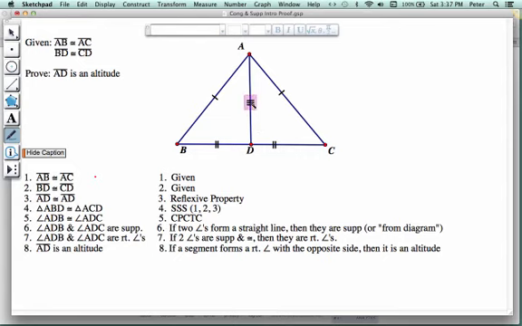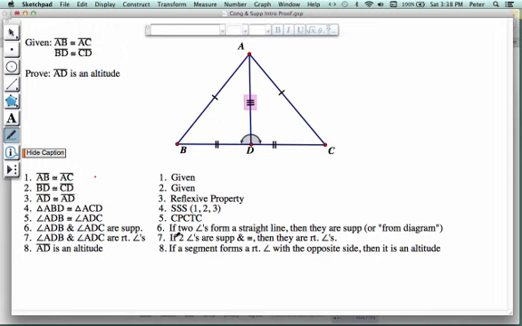Now, we can see that the two angles ADB and ADC are supplementary from the diagram, or we can state that if two angles form a straight line, then they are supplementary. So, here's where we can use the theorem. Angle ADB and ADC are right angles, because if two angles are supplementary and congruent, then they are right angles.